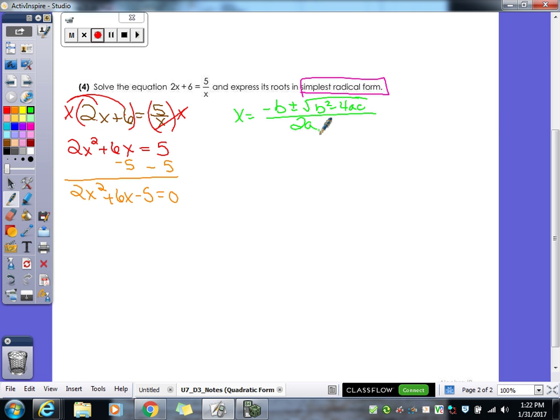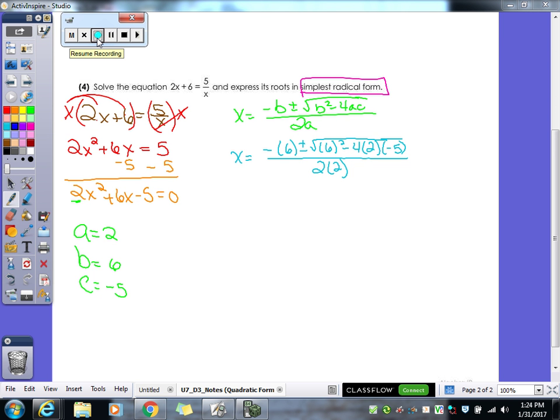So again, since it says in simplest radical form, we have to use our quadratic formula. So what is our a value this time? 2. Our b? 6. And our c? Negative 5. So again, let's have you go ahead, plug those into the formula. Do all your parentheses first.